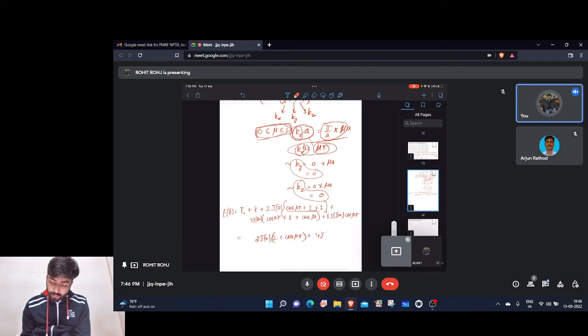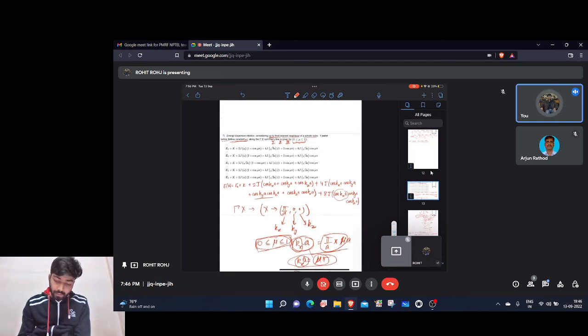Then the second bracket simplifies to 1 plus 2 cos mu pi, and third we have 8 times j for the second nearest neighbor, which is cos mu pi, added with e naught plus k. And this relation is second. Here we have e naught 2j this.